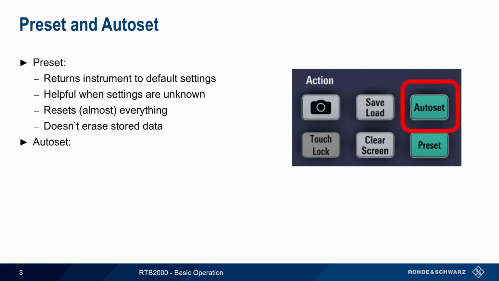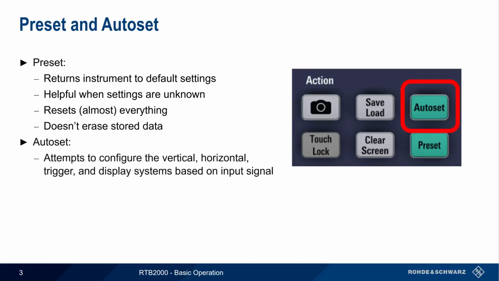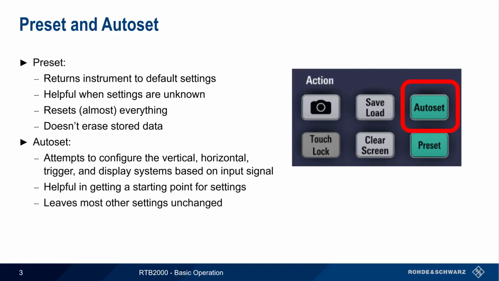Autoset, on the other hand, causes the scope to attempt to configure the vertical, horizontal, trigger, and display systems automatically, based on the current input signal. Although settings chosen by Autoset may not always be exactly what you need, they are very helpful in getting a waveform on the screen, and as a starting point for additional adjustment or tweaking of settings. Unlike Preset, Autoset leaves most other settings unchanged. One last note, be careful not to press Preset when you really want Autoset.